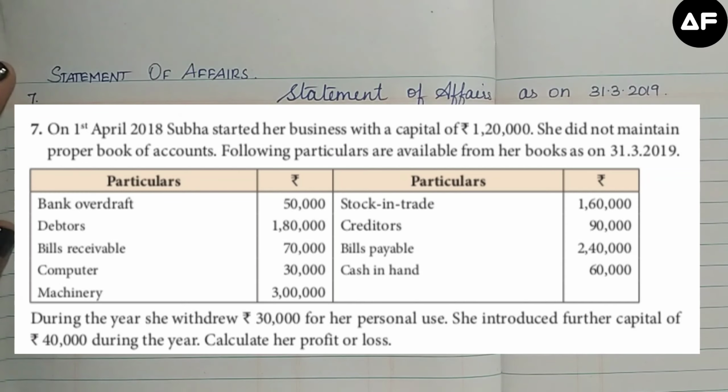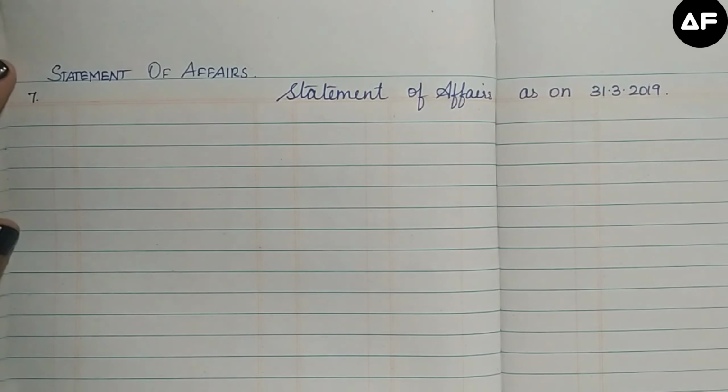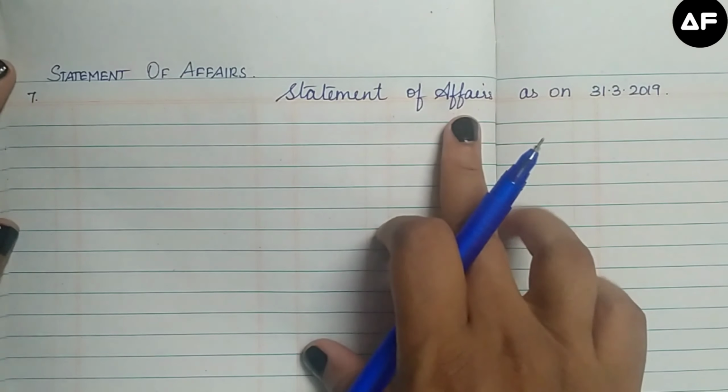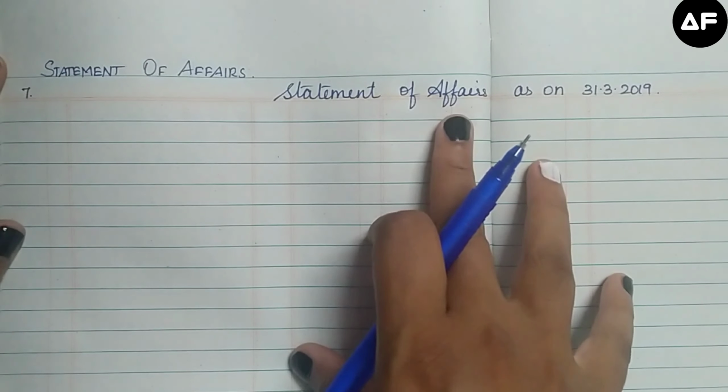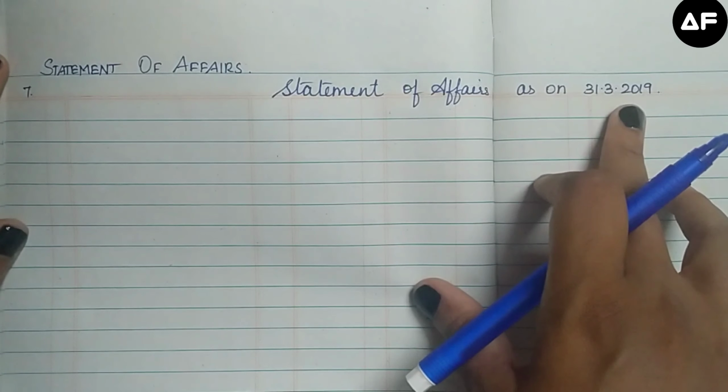So when they ask you to calculate profit or loss, you must think about the statement of profit or loss. So what all do you need in a statement of profit or loss? You need closing capital, drawings, additional capital and opening capital to do the sum. So in this sum we have drawings, additional capital and opening capital, whereas closing capital is missing. So we have to open a statement of affairs and find out the closing capital as on 31/3/2019.